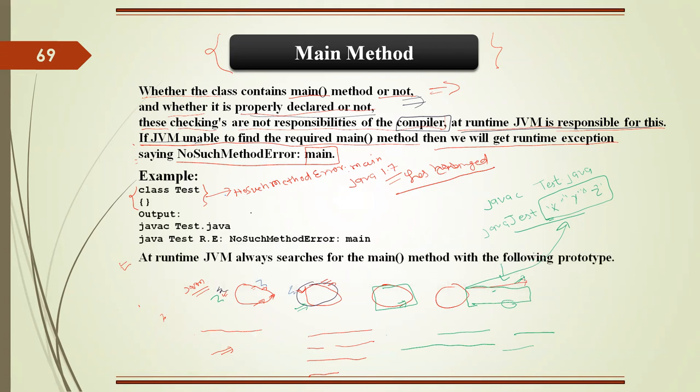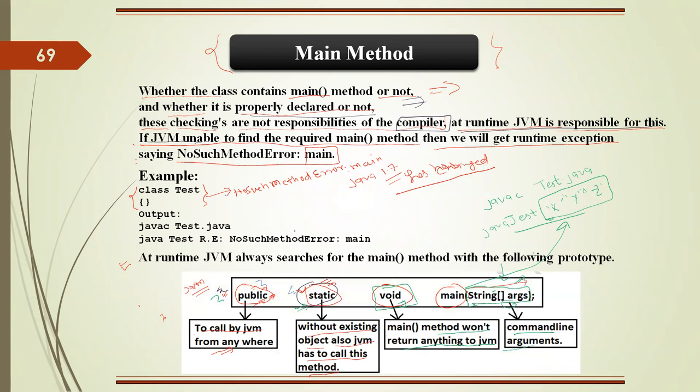Now the error has changed. This is the method. We have public. Why did Java people declare it as public? To be called by the JVM from anywhere. JVM wants to call my main method from anywhere. That's why it is public. Static, because it doesn't want to create an object, it wants to access it directly. Void, because the JVM doesn't want any return type.